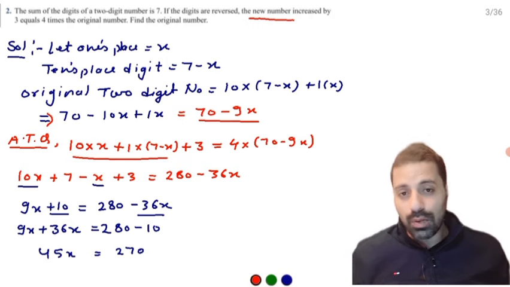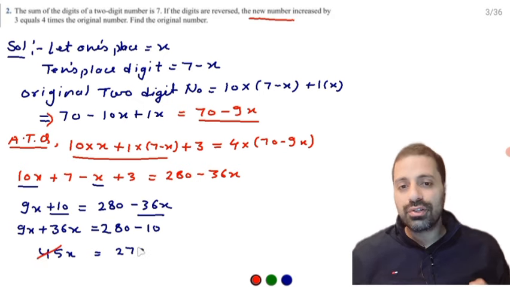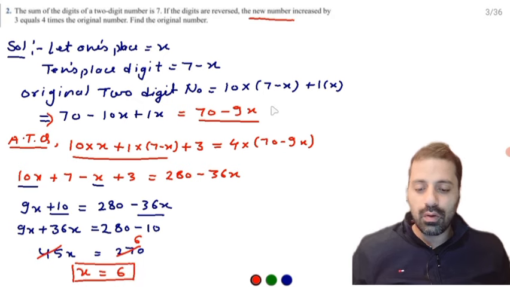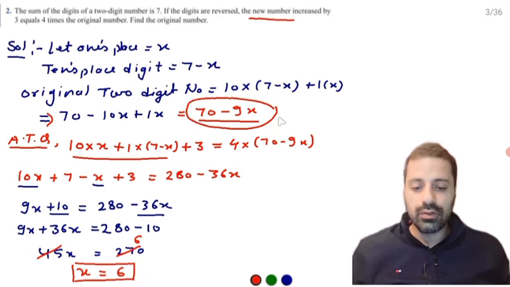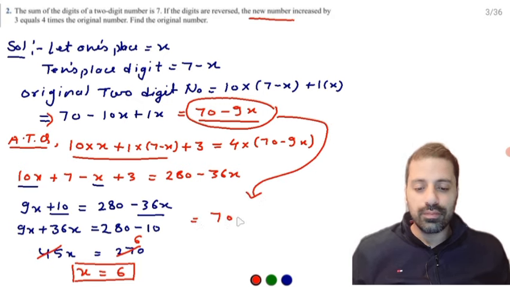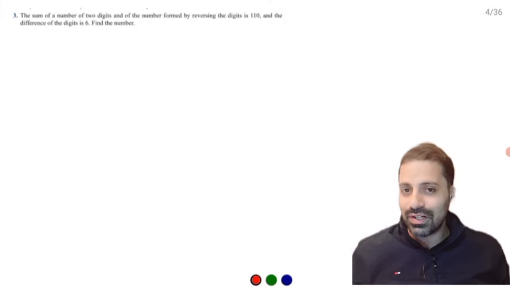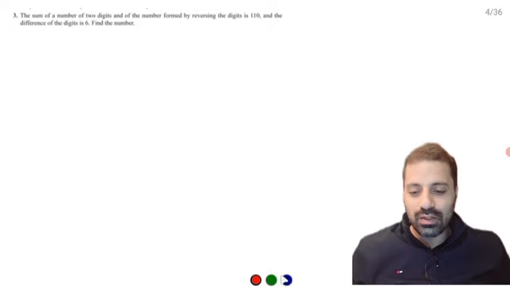If you have a good command on tables, you can do this calculation very easily. Here 45 times 6 is 270. So x again is 6. Now we have to find the two-digit number. So this is our two-digit number: 70 minus 9x, put x equal to 6. So we have 70 minus 54, and the final answer is 16. So 16 is our final answer of this question. I hope you understand this question very well. So let's move to question number 3.